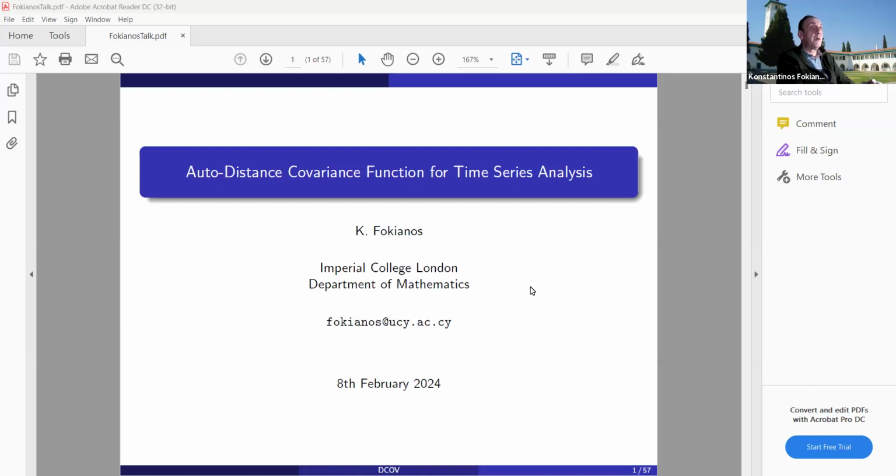Today I will talk about some work that has been done, and it's related to this distance covariance function for time series analysis. So I will go over some things that maybe are known or less known, we will see. And then I will finish with some recent work that we did.